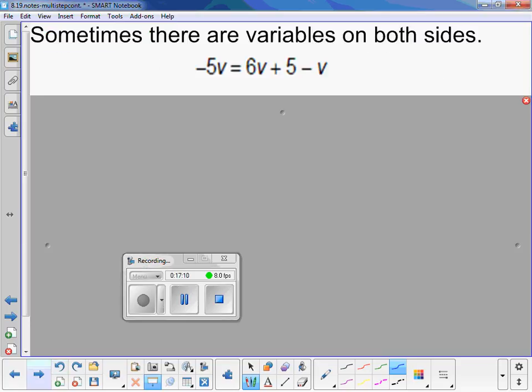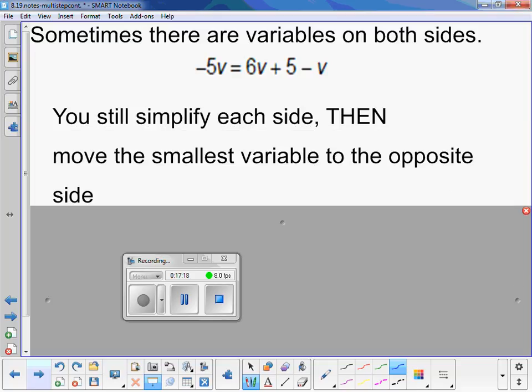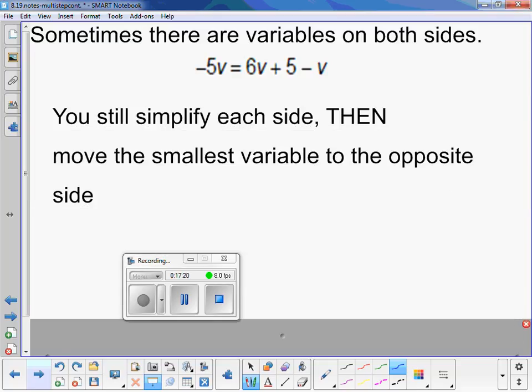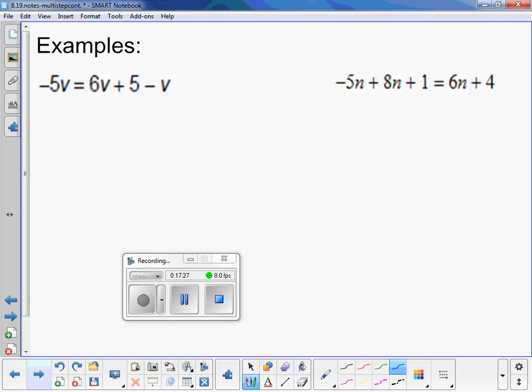Alright, and sometimes there's variables on both sides of the equation. Well, if there are variables on both sides of the equation, just simplify both sides, like normal, as much as you can, and then move the smallest variable to the opposite side. Okay, so let's look at an example. So looking at the first problem.